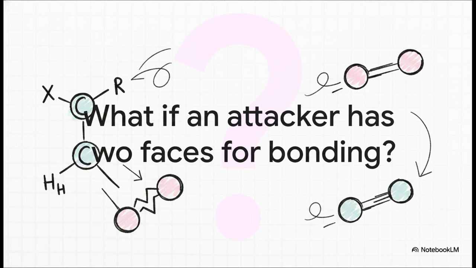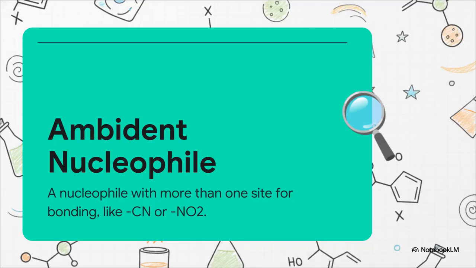What happens when the nucleophile rushing in to attack the haloalkane actually has two entirely different angles, or two different faces, that it can use to make that bond? The formal term for this from the notes is an ambident nucleophile. By definition, this is a nucleophile which has more than one site, meaning more than one atom, available for bonding.